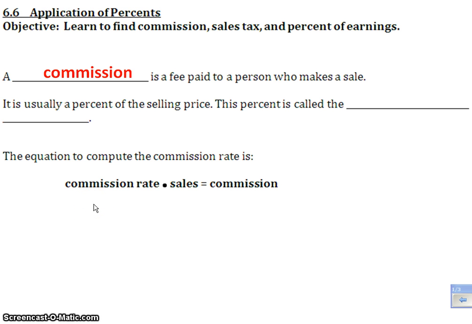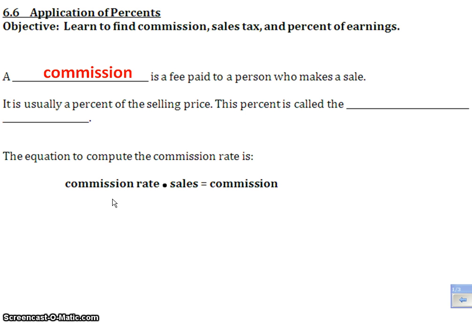When I think of commission, I think of car salesmen and women. When they sell a car for $20,000, they can earn, for example, a commission of 5% on that car from the dealership. So a car that sells for $20,000, the person who sells that car, if they're earning a 5% commission, could earn $1,000 from the dealership for selling that car.